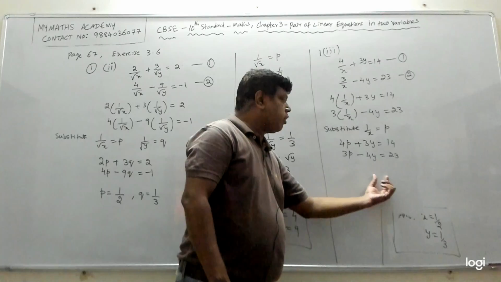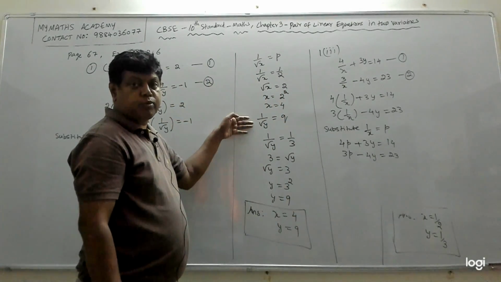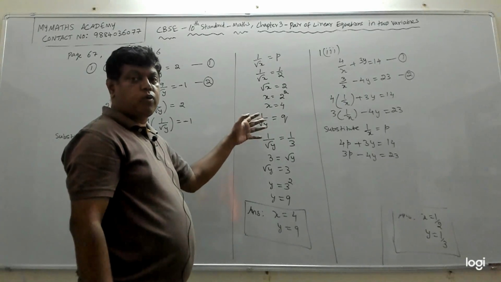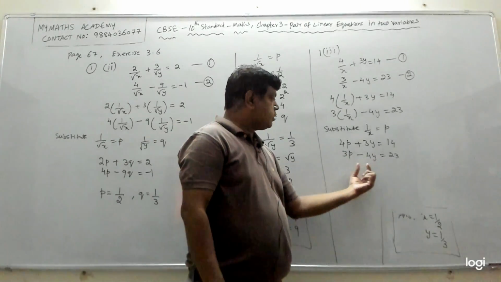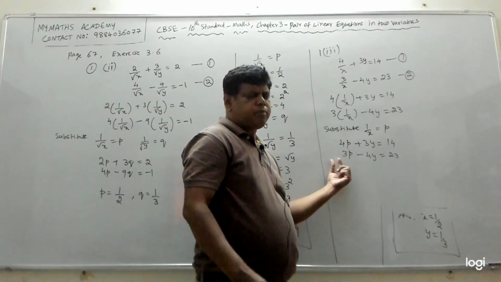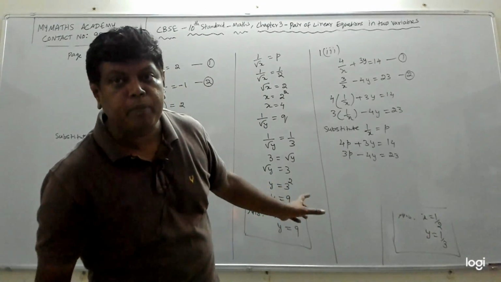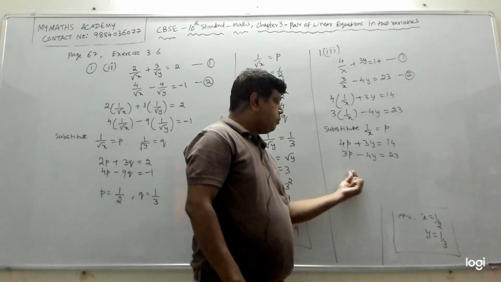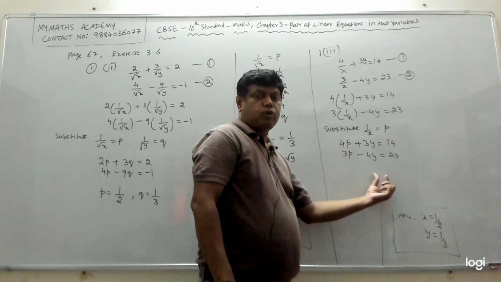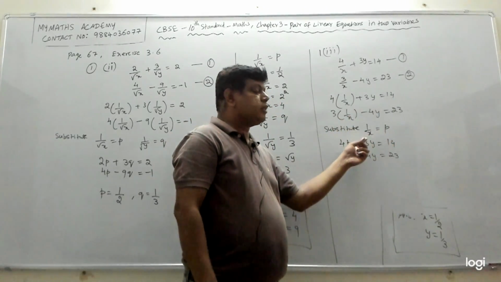And y anyway you would have got it here. You don't have to substitute for y like this, because we are not making any substitution like 1 by y or 1 by root y equal to q. So when you solve this, you will get the value for p. You can choose any method, but preferably we will go by the elimination method. Then you will get p as some value and y as some value. Once you get the value for p, substitute the value of p here and get the value of x.